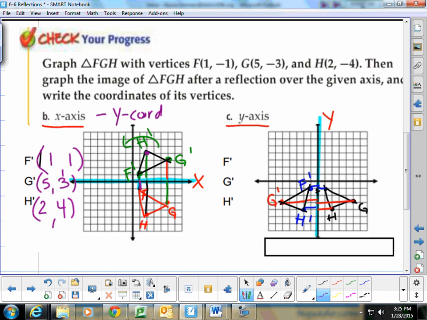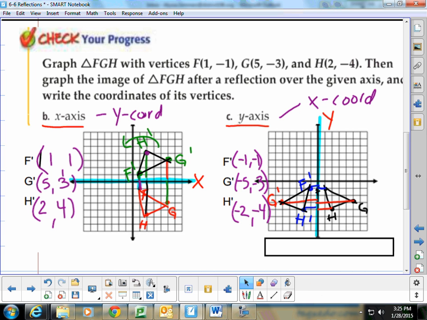So let's make our coordinates. We flipped over the y-axis, and it looks like x changed to -1, whereas y stayed at -1 as well. G went over to -5 instead of +5, and it's still at -3, whereas H prime was at -2 for x, and it was still staying at -4 for y. So remember, moving over the y-axis, the x-coordinate changes.